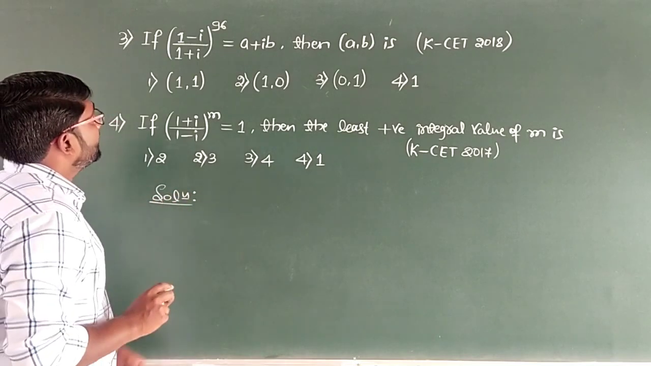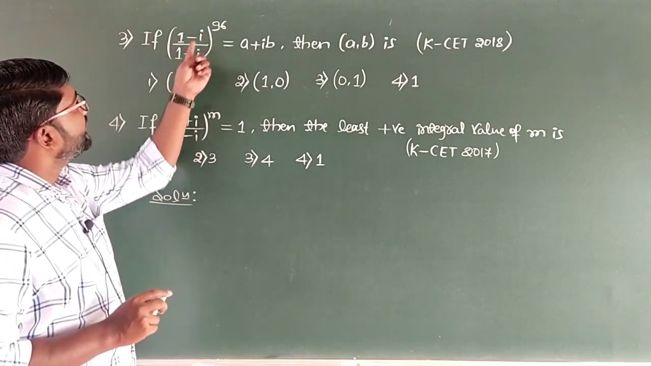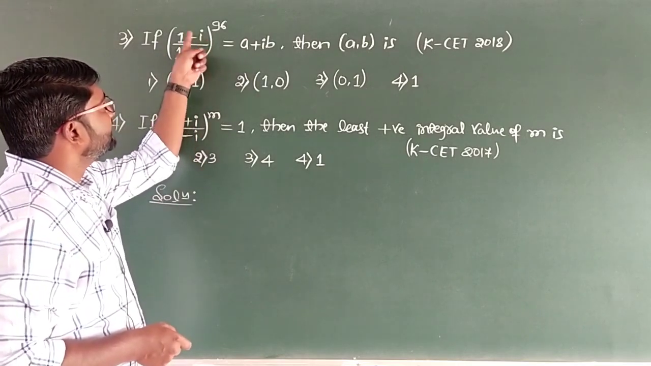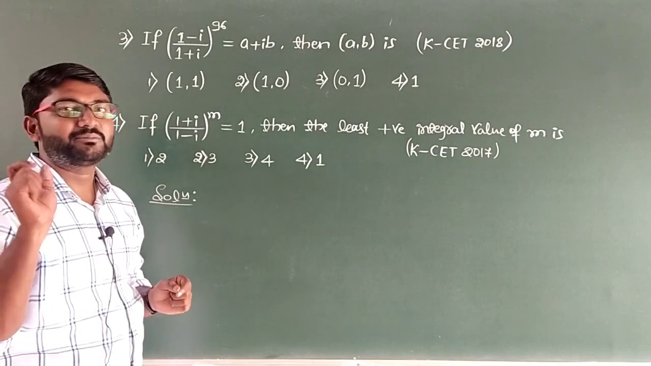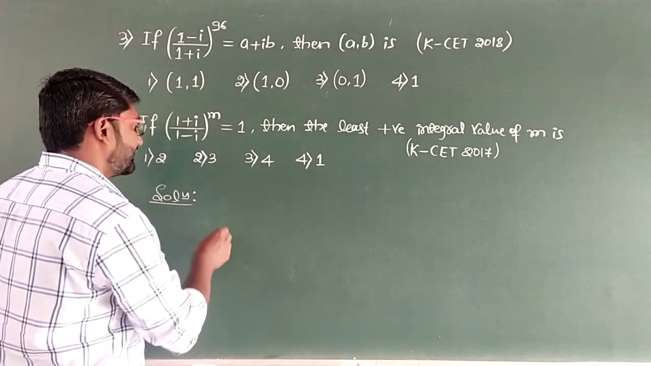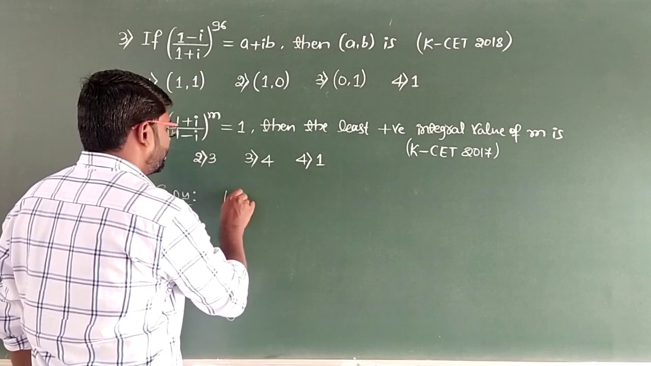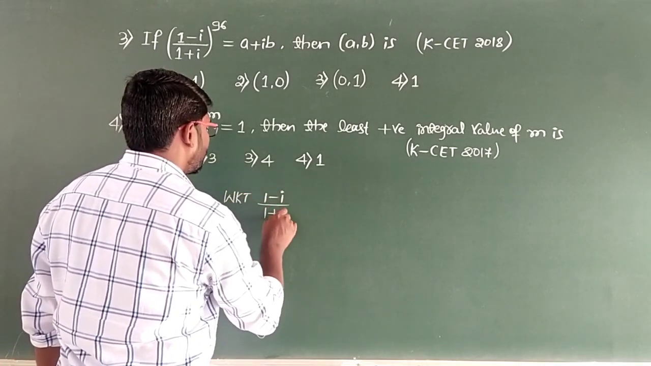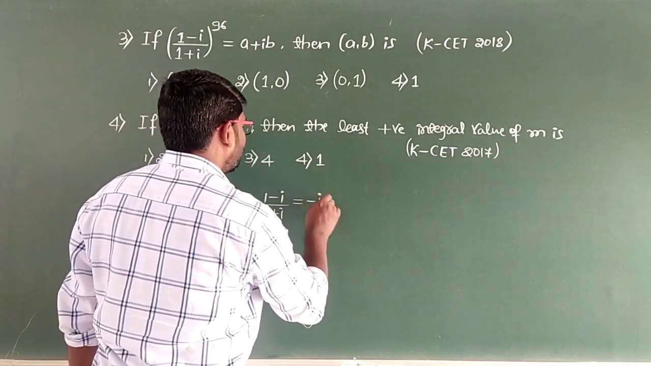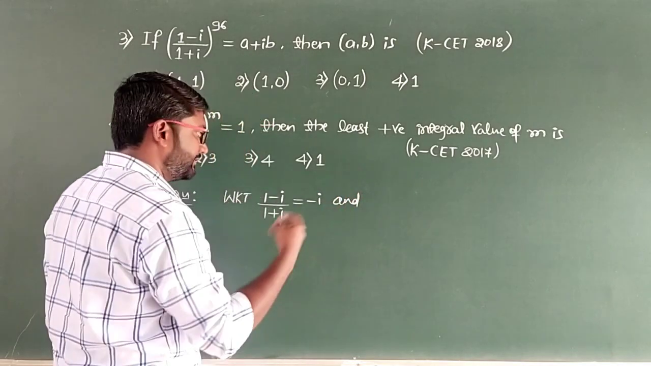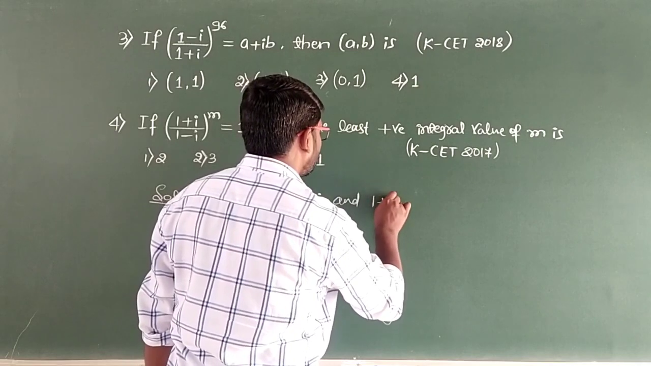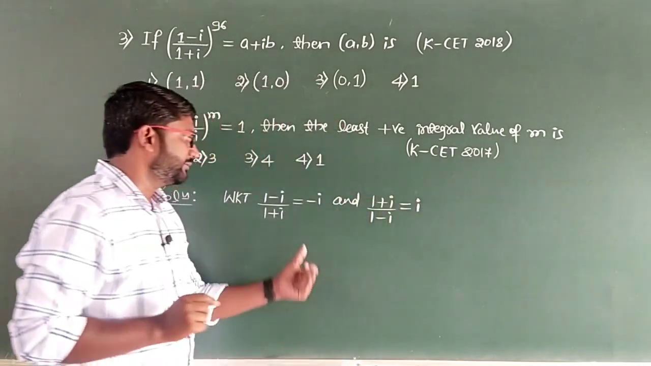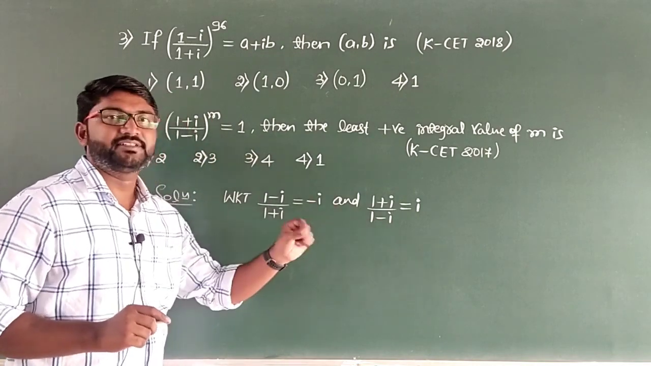So here you need to remember that 1 minus i by 1 plus i value will be minus i, if you go for rationalization and then simplify. And the other way, 1 plus i by 1 minus i, the value is i. You will have to remember these two for easier simplification.